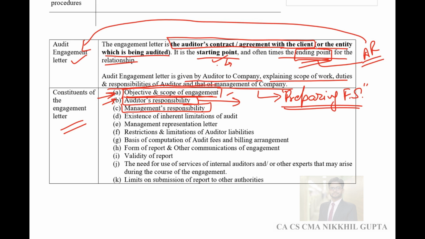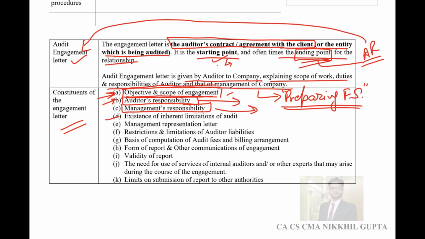But to record the books, to record transactions truthfully in the financial statements, to maintain a good ERP system, to have a strong checks and balances over the financial statements, the responsibility lies only and only with the management. Auditor's responsibility is just to express an opinion. So we will write clearly about management's responsibility in point number 3.